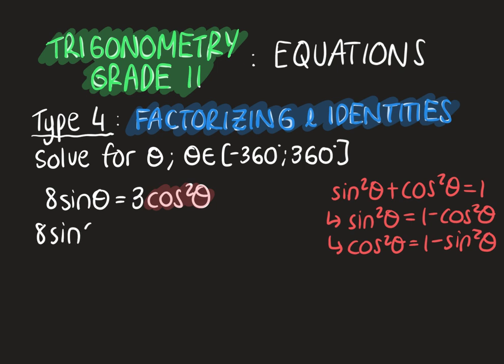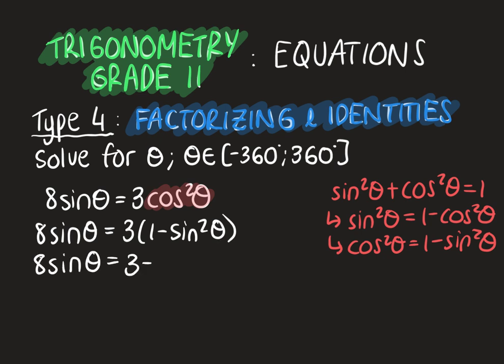So 8 sine theta equals 3(1 minus sine squared theta). Notice how I'm putting it in brackets, everybody, because it is turning into a binomial and we still need to times that 3 in. Okay, so what I'll do from here, let's times it in just to get rid of the brackets. 3 minus 3 sine squared theta.